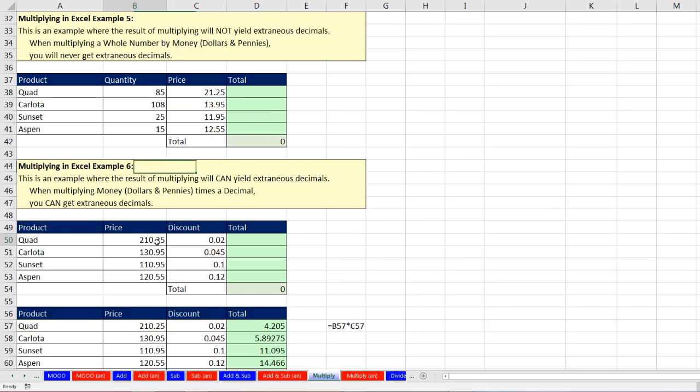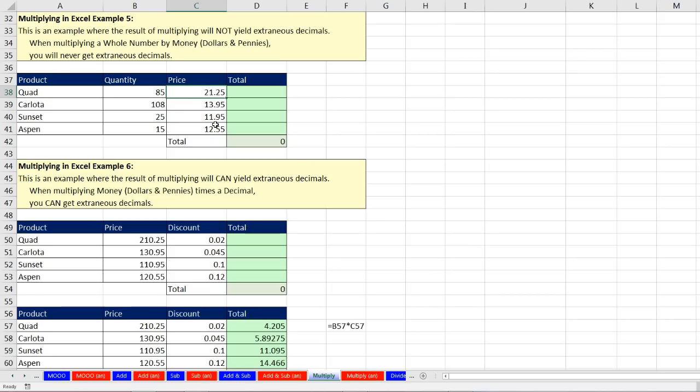How about down here? We have a price, but we have a discount. Can we predict if we're going to get extraneous decimals in either situation? Well, here, a counting number times dollars and pennies, you are never going to get extraneous decimals. Down here, we are multiplying 2 decimals. So we definitely run the risk of getting extraneous decimals. So for example 5, you're in charge of creating this invoice. You know the pricing. Your pricing never has anything but dollars and pennies.